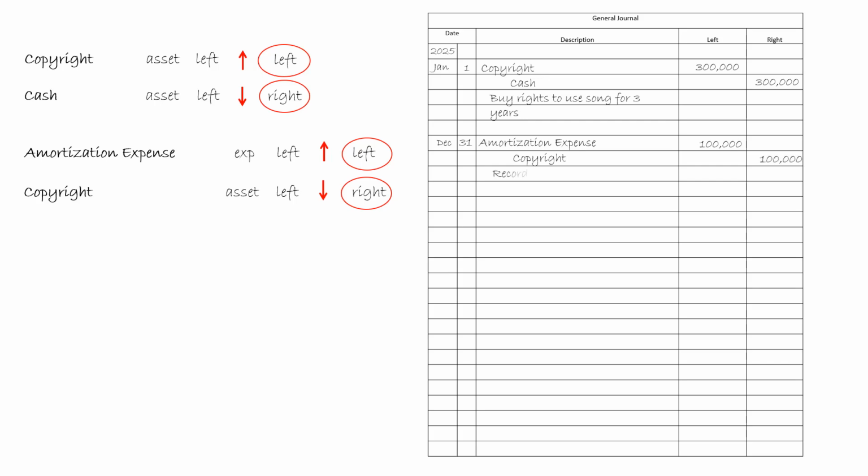Debit amortization expense, an expense, so increases on the left, and credit the copyright account directly to decrease it. No need to use a contra account to decrease the asset indirectly. At the end of each of the next 2 years, we'll make the same adjusting entry.